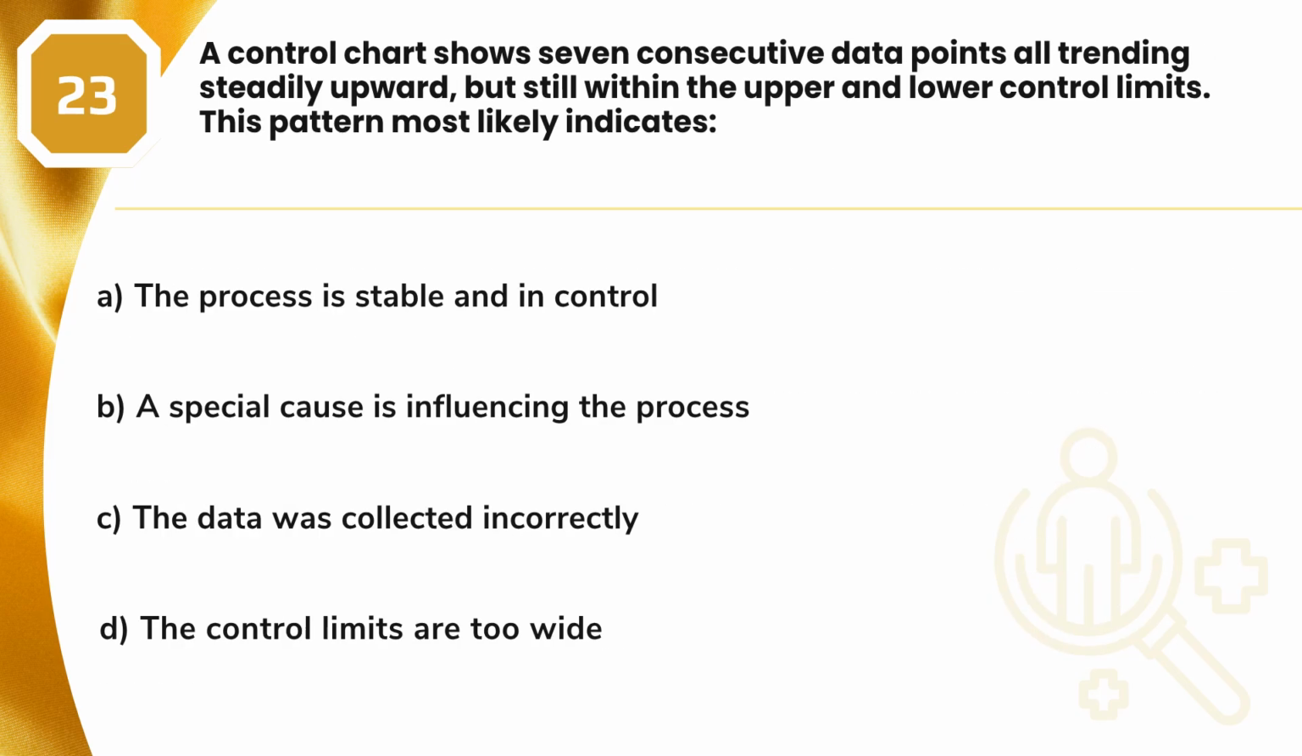Question 23. A control chart shows 7 consecutive data points all trending steadily upward, but still within the upper and lower control limits. This pattern most likely indicates A. The process is stable and in control. B. A special cause is influencing the process. C. The data was collected incorrectly. D. The control limits are too wide.